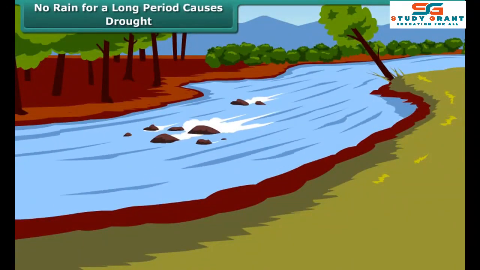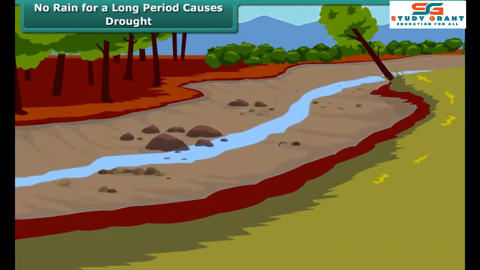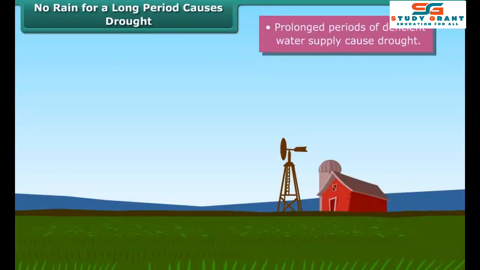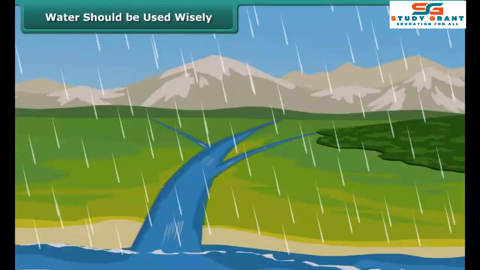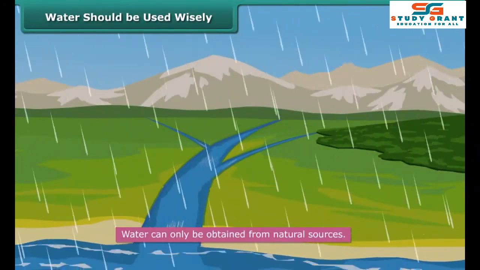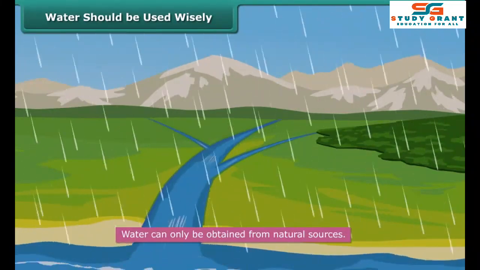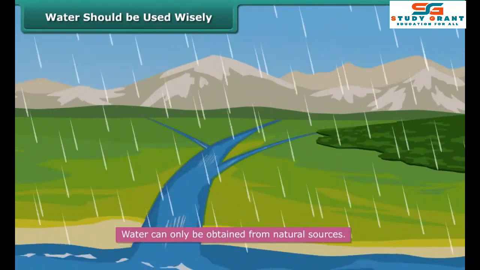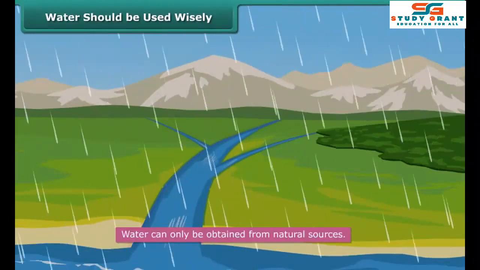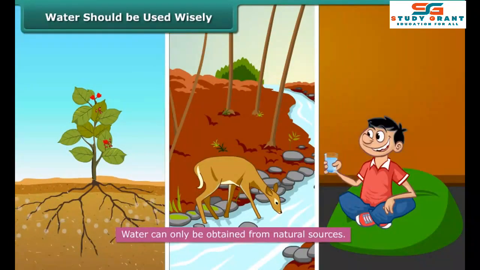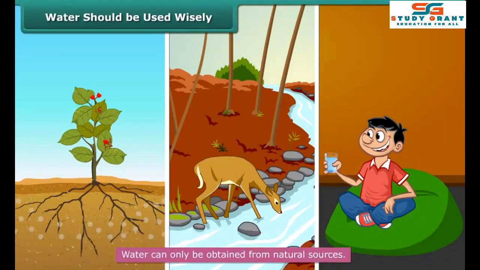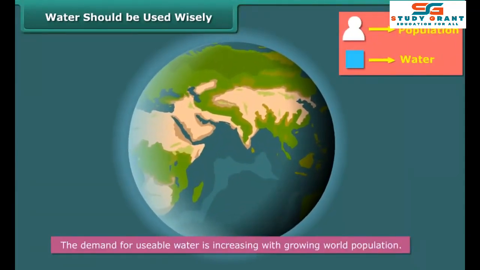Have you ever thought what will happen if it does not rain for a very long period? When it does not rain for a very long period, then the soil continuously loses water by evaporation and transpiration. The level of water in ponds and wells goes down, and some water bodies dry up. The groundwater also depletes. Prolonged periods of deficient water supply cause drought.